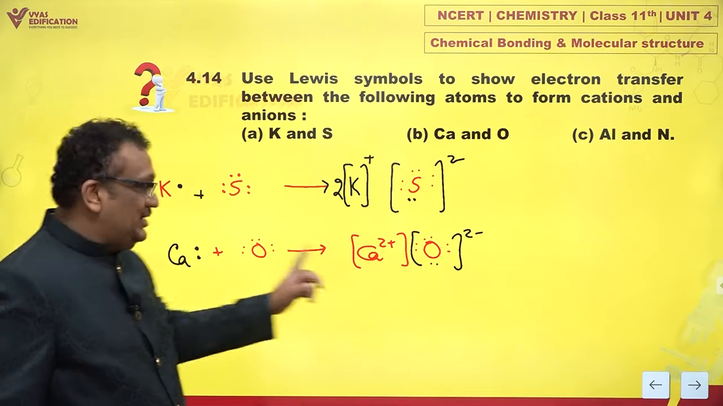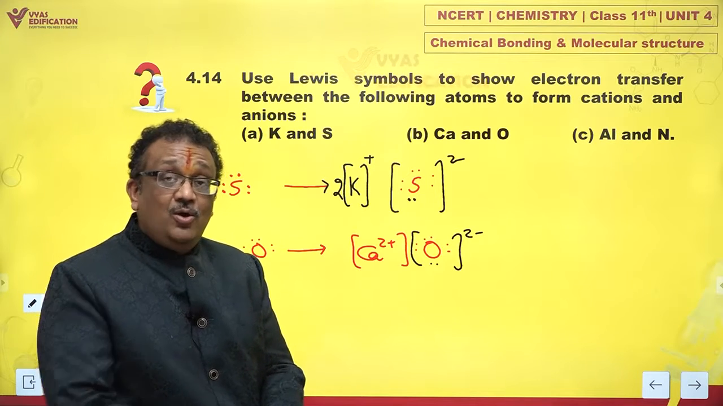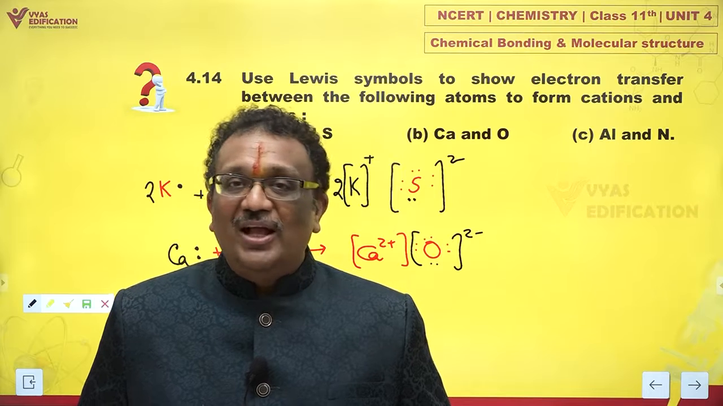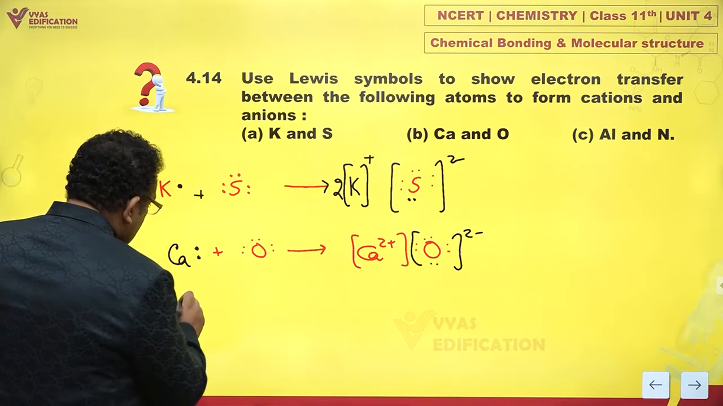The black electrons are the ones which have been acquired from calcium. This is how cations and anions are formed, and this is how an ionic bond is established between calcium and oxygen. What about aluminium and nitrogen?